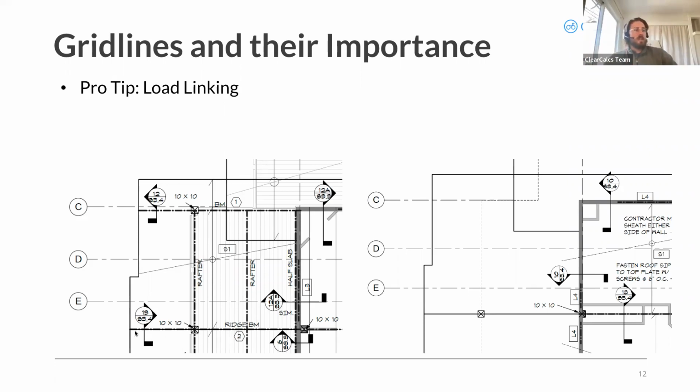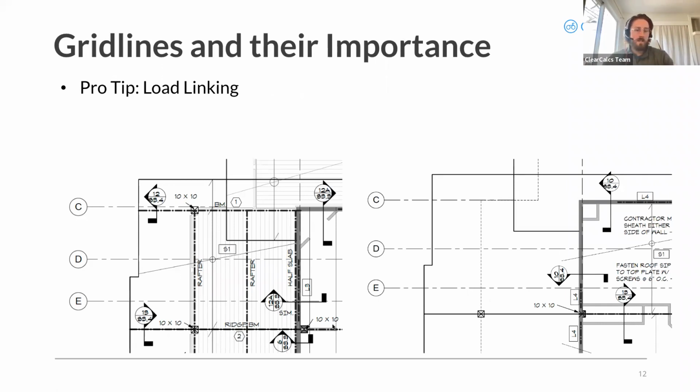So the reason I brought up load linking is if we can see under grid line E, we've got this ridge beam that's resting on two 10 by 10 posts. And we can see here in the floor below, of course, we just see those posts. The ridge line is above and the posts are in that same location on the right. And you can imagine with also the foundation plan, we would likely have a spread footing or some type of footing or foundation under these posts, and we would just track those down.